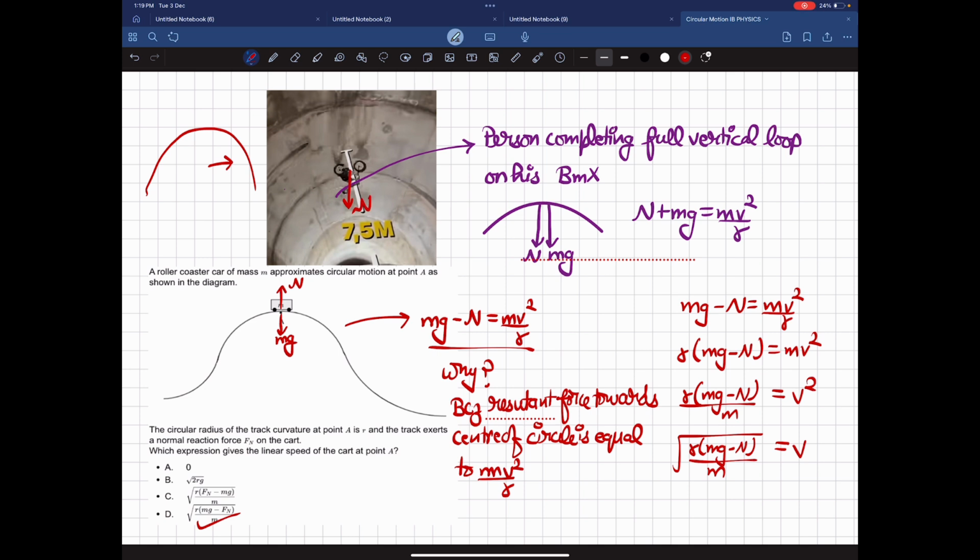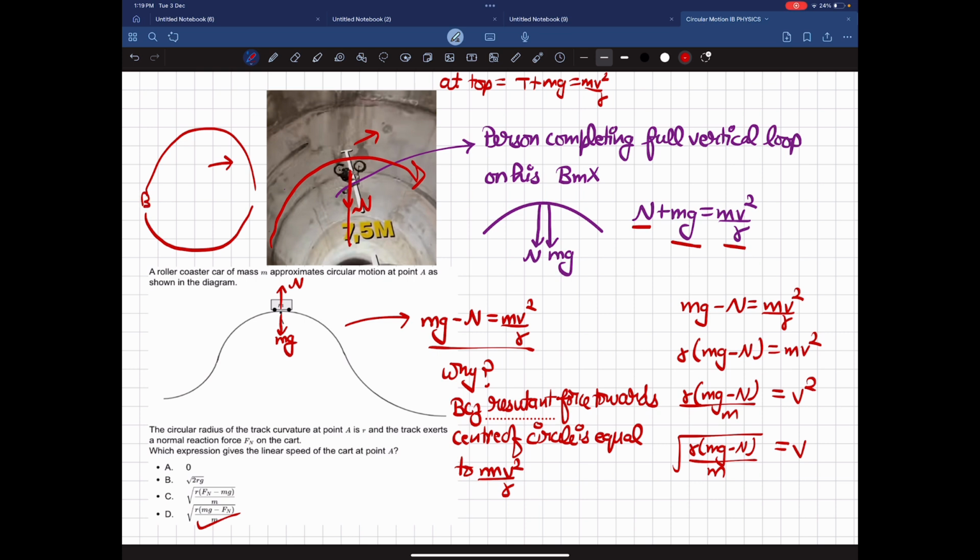Alright, so if this was a tension question, what is the equation that you wrote at top? We wrote that tension plus mg is equal to mv square by r. Now there is no rope here, it's just a person who is completing a vertical circle, so vertical loop. So in place of tension, it will just be normal plus mg is equal to mv square by r. Very simple case. Now this can be said for a ball as well.